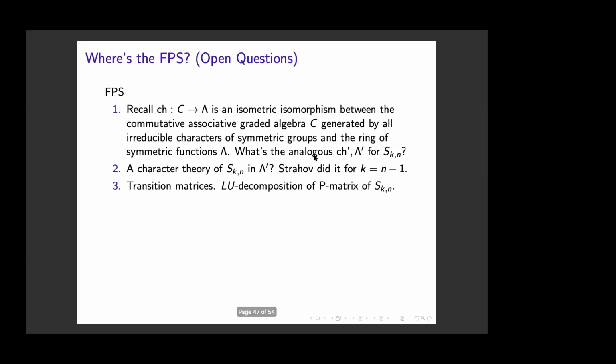Okay, so I have 2 minutes for open questions. Some of you are probably wondering, where's the FPS? There's a lot of AC going on, but I don't see any FPS. And that's precisely my open question.